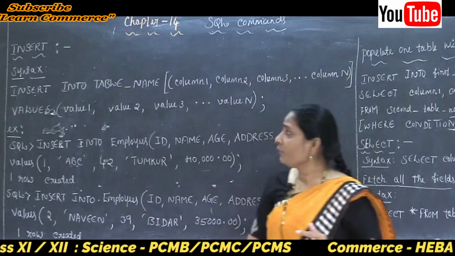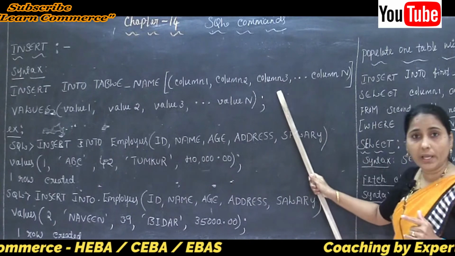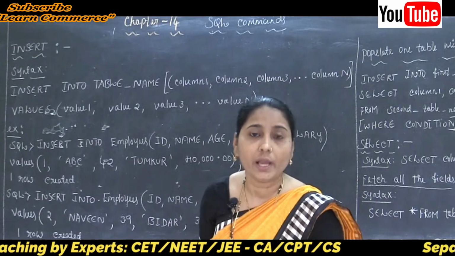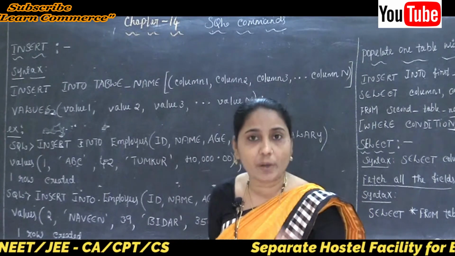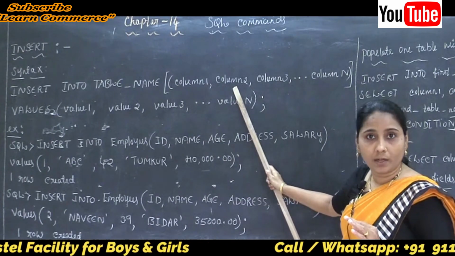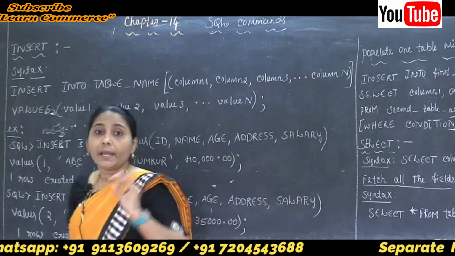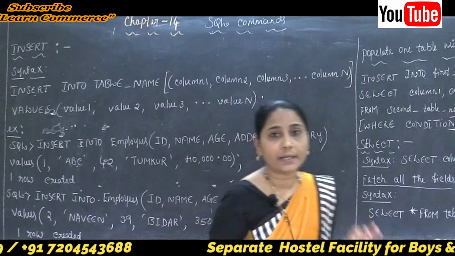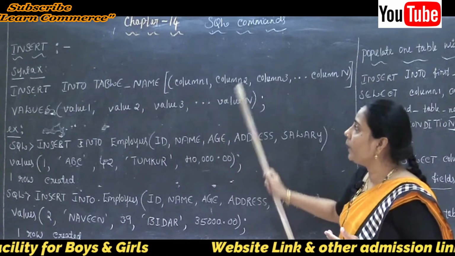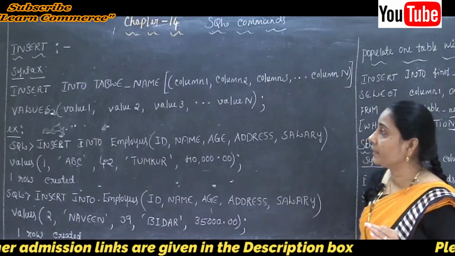Here, column1, column2, column3 and column n are the names of the columns in the table. Whatever columns are there in the table, first of all we need to declare all those columns one after another. These are the names of the columns in the table into which you want to insert the data. First of all, we need to write the names of those columns. Is this point clear? Now let's see how to write the example.